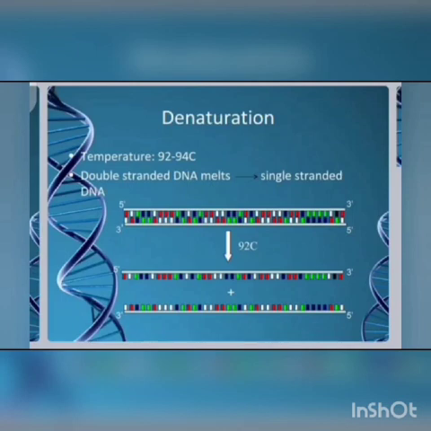The hydrogen bonds between the two strands of DNA are broken and converted into single strands of DNA. The single strand acts as a template. The function of denaturation is the breakdown of double-stranded DNA into single strands. The temperature should be provided for a longer time for separation of the two strands.